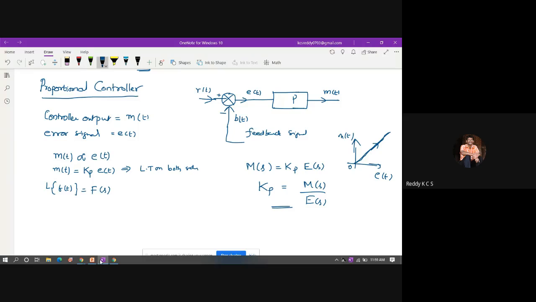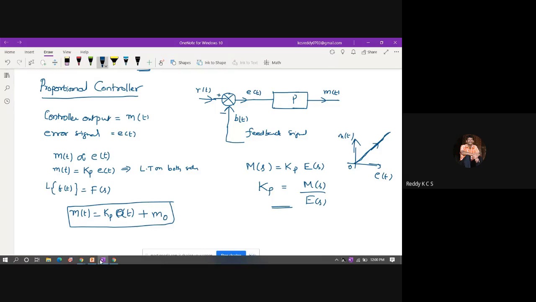If you look at the controller output characteristics, m of t is equal to kp into e of t. When I include the initial conditions, that is, when the zero error is also included, I can write m of t equal to kp into e of t plus m naught. Here m naught is the controller output for zero error.